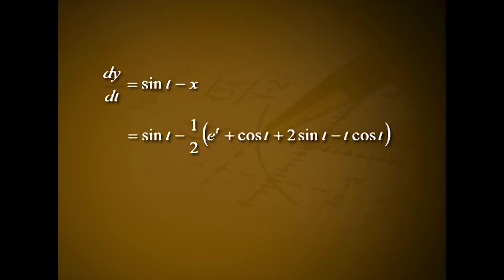Now from the given second equation, we have dy by dt is equal to sin t minus x, that is equal to sin t minus 1 by 2 into e raised to t plus cos t plus 2 sin t minus t cos t, which is equal to minus 1 by 2 into e raised to t plus cos t minus t cos t.